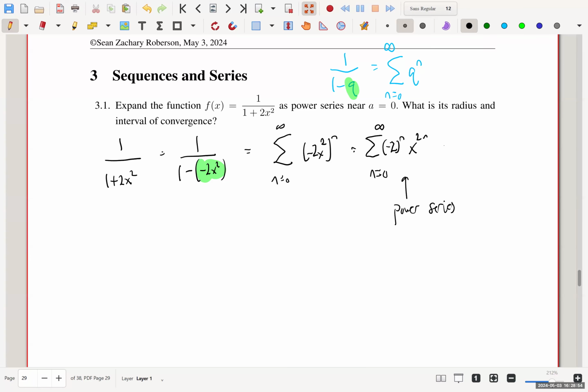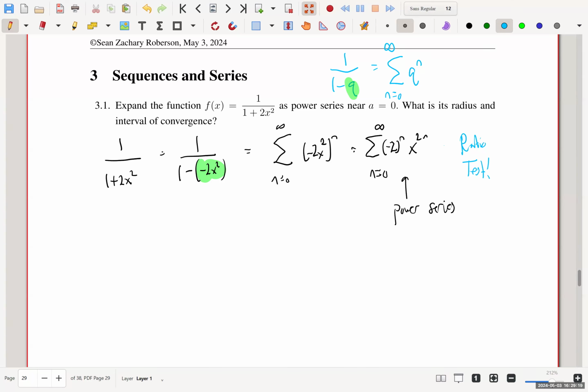Five letters, starts with R. Ratio test. We usually do the ratio test. But here's the good news. You already know that this is a geometric series. Forget the ratio test. Because when does a geometric series converge?